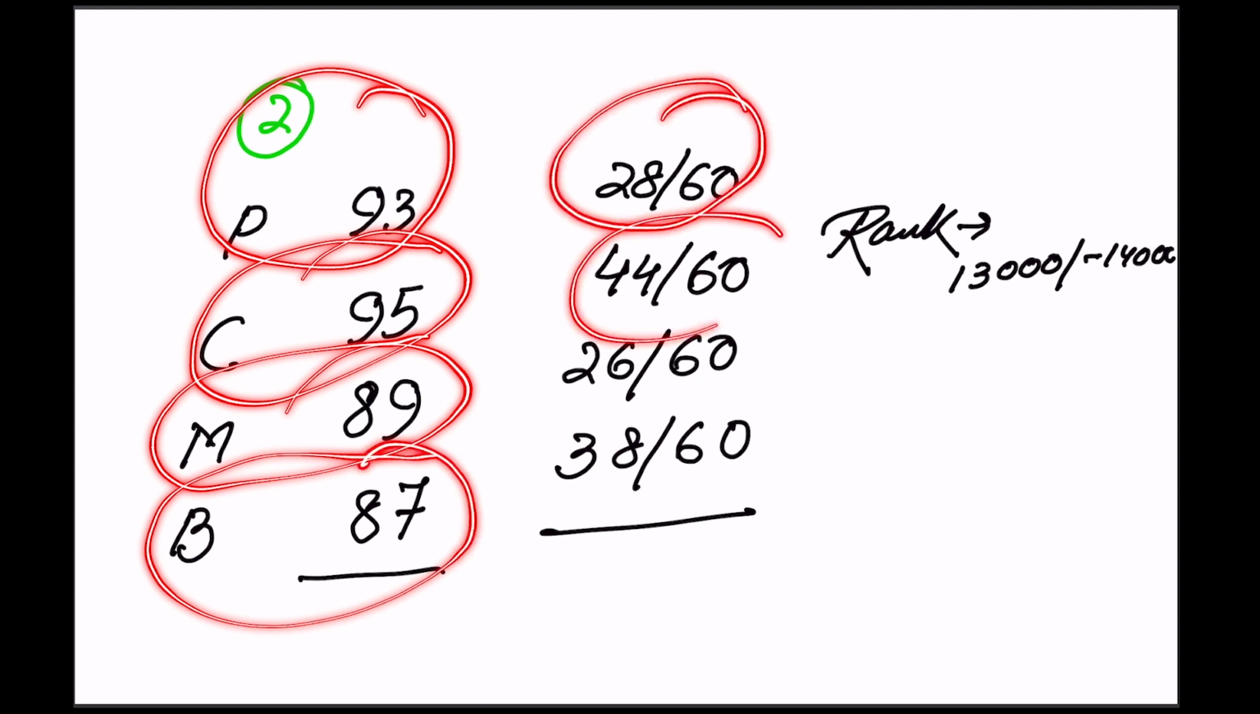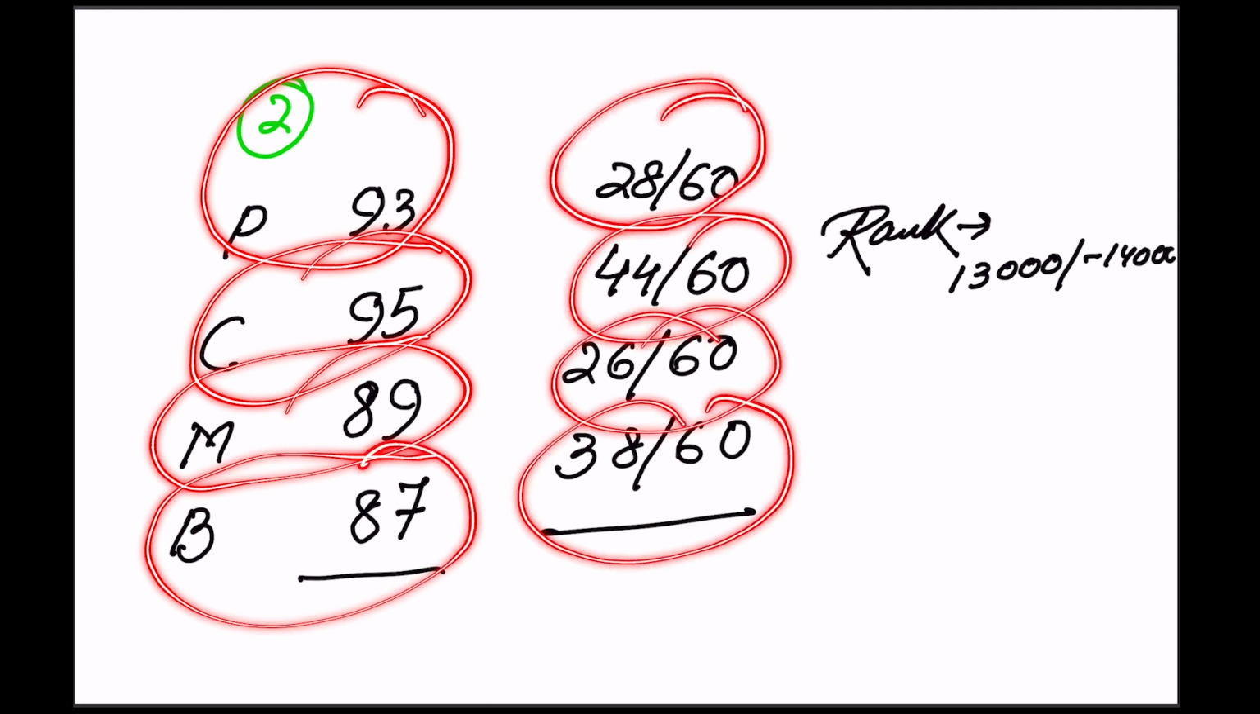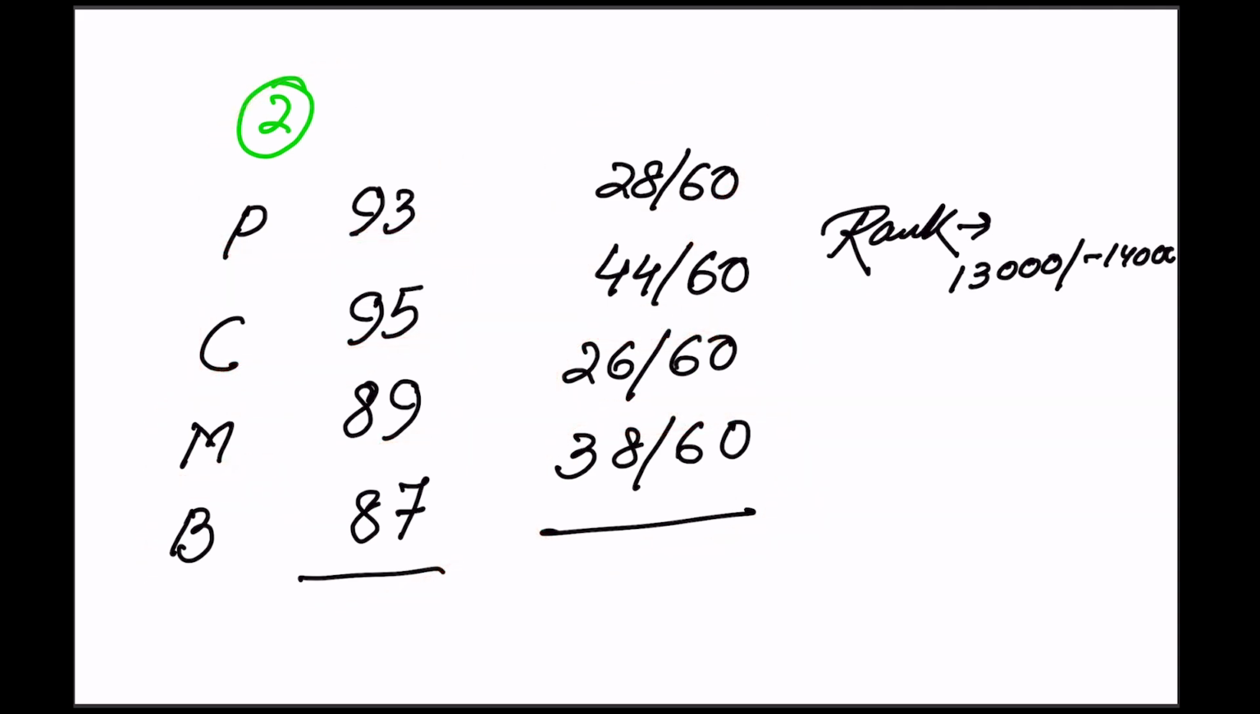And again the CET marks say here. If you add up all of it, in both, you will see that the rank you get is somewhere around 13,000 to 14,000. Just take the PCM and add it.